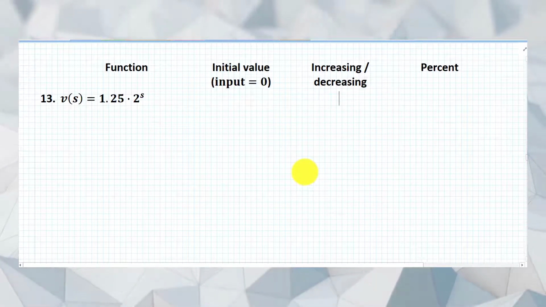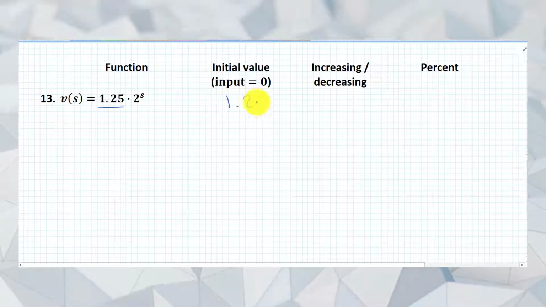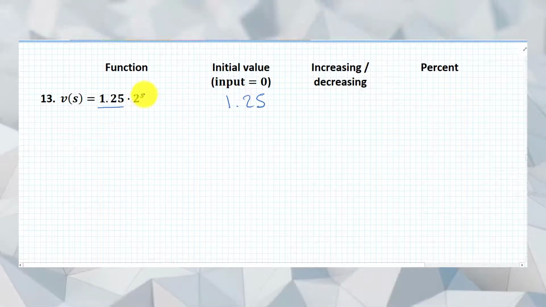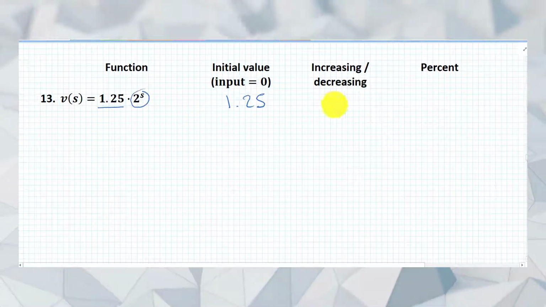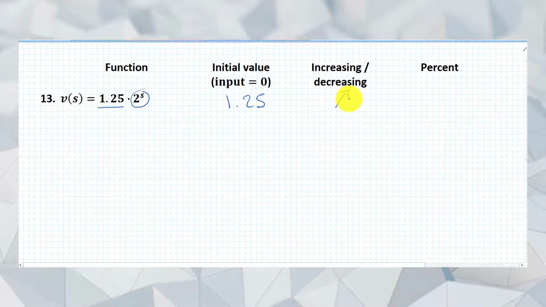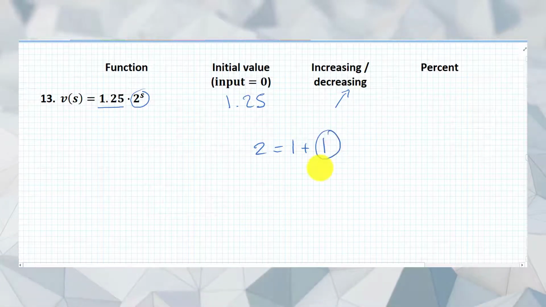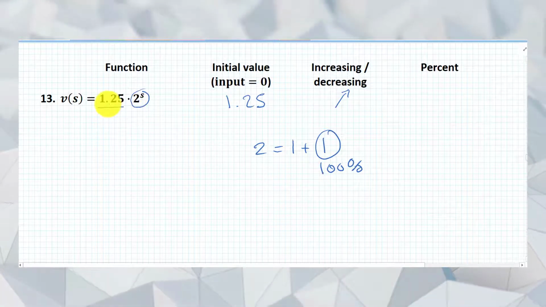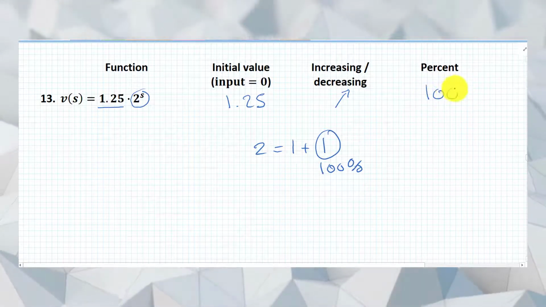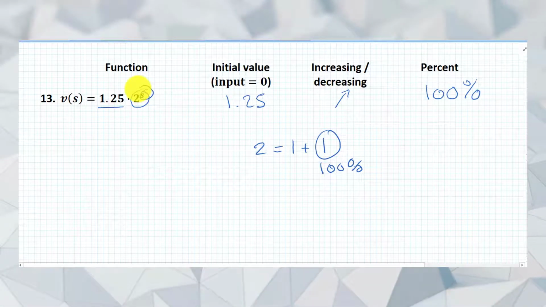What is the initial value of this function? It is 1.25. And you multiply by an exponential whose base is 2, right? So basically multiplying by 2 is an increase. 2 is 1 plus 1, so this is 100%, right? So you are increasing 1.25 by 100%, and you're doing so successively depending on the value of s.